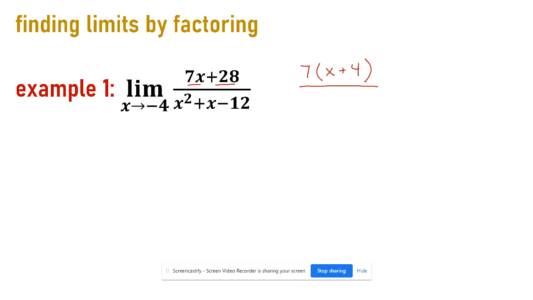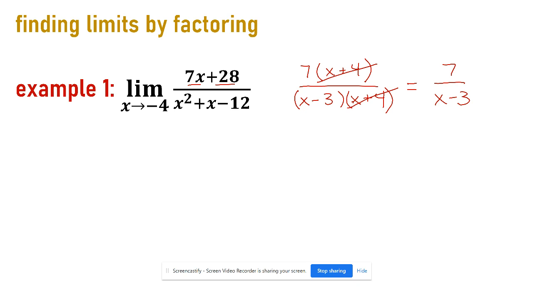On the bottom, that's a trinomial. We have x squared plus x minus 12. We're going to factor that into two parentheses. We have x and x. I need two numbers that multiply to give me -12 and add to give me +1. That's going to be a -3 and a +4. And what happens here is these x plus 4's cancel each other out. And that simplifies our expression quite a bit, and we get 7 over x minus 3.